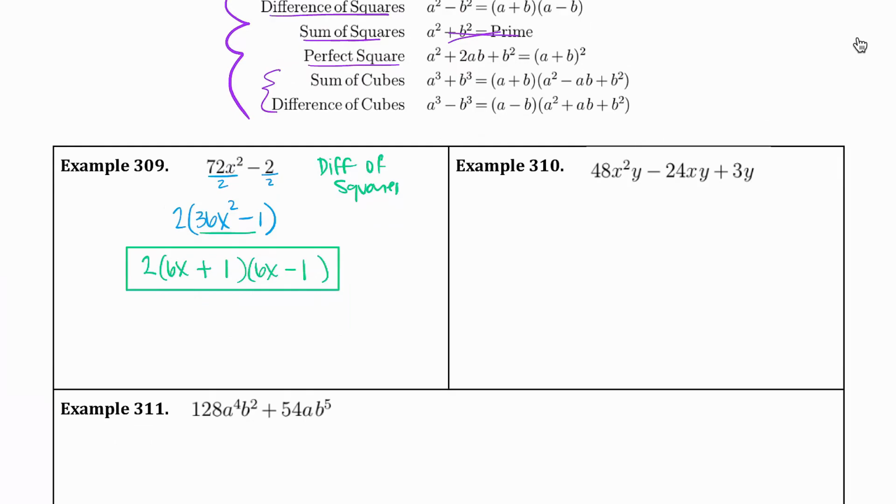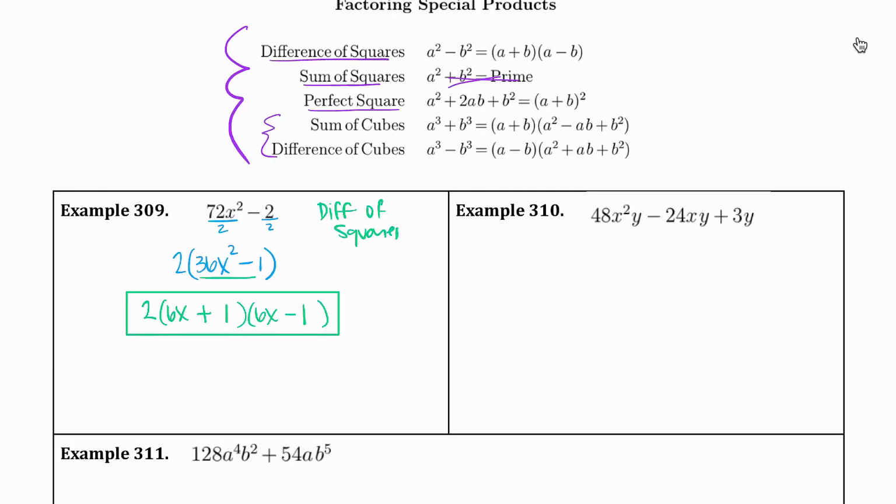Okay, for the next example, again, it's kind of hard to tell what's going on here right now, so let's see if we can take out a greatest common factor. If we look at all 3 of our coefficients, we can take out a 3. If we look at all of our variables, we can take out a y. So if we divide each piece by 3y, we're left with 16x squared minus 8x plus 1. If we look at what's left inside of here, and you don't recognize that this is a perfect square trinomial, that's okay. You could always factor this by grouping, and it's not too bad.